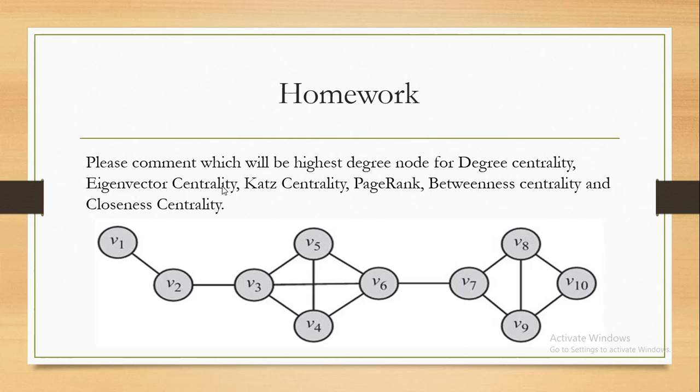Just to help you out, suppose you are to calculate the degree centrality of all these nodes. In that case, node V1 has degree 1, node V2 has degree 2. Similarly, you can calculate the degree of all nodes. After you calculate, you will see that node V3 and node V6 have the highest degree, that is 1, 2, 3, 4. Similarly, V6 has 1, 2, 3, 4. So as per degree centrality, the nodes having the highest degree are V3 and V6. Similarly, you have to find the node having the highest value for the remaining types of centrality. I request you to comment your answers below.